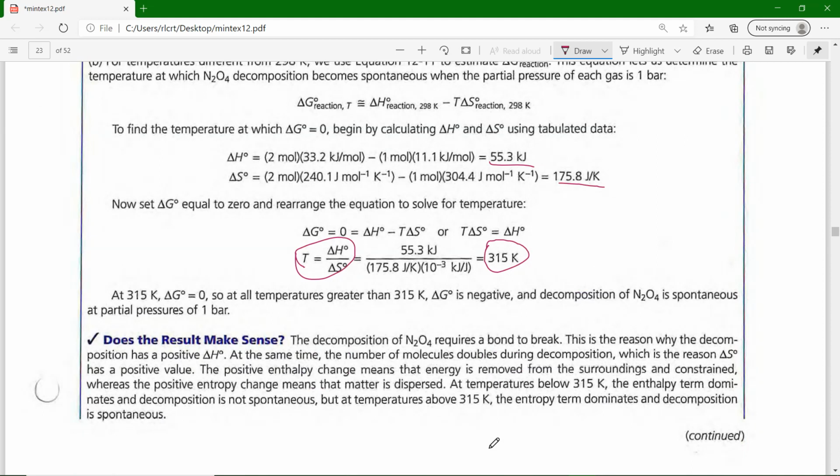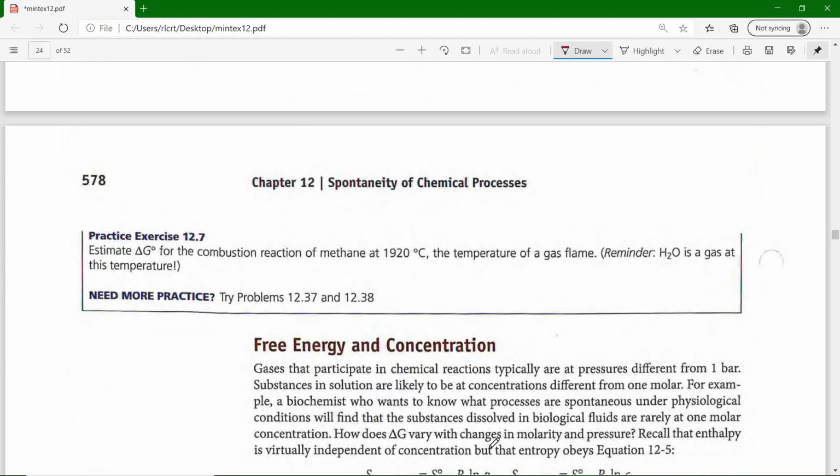Positive enthalpy change means energy is removed from the surroundings and constrained, whereas the positive entropy change means matter is dispersed. Below 315, the enthalpy dominates, and the decomposition isn't spontaneous at those temperatures. Above 315, the entropy term dominates, and decomposition is spontaneous. So that's good. You should read that over again if you want.